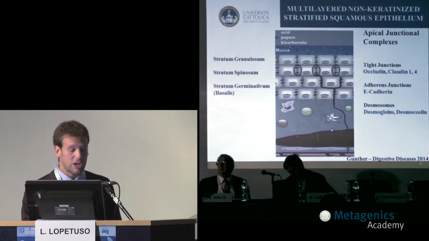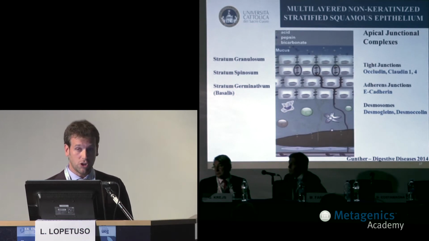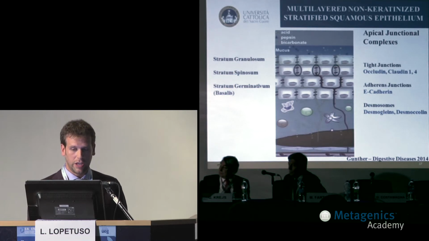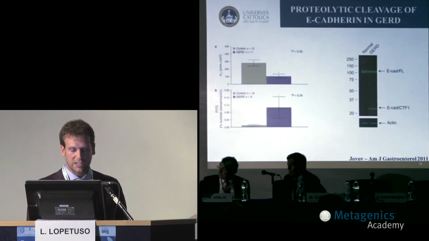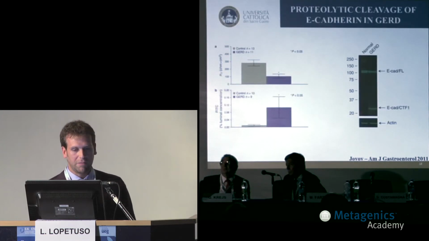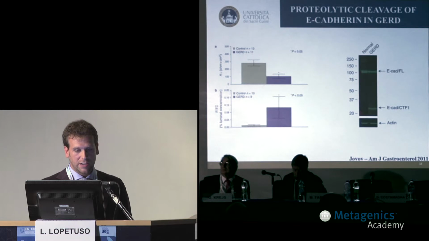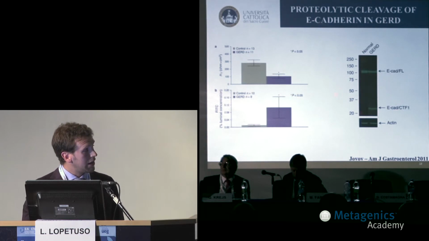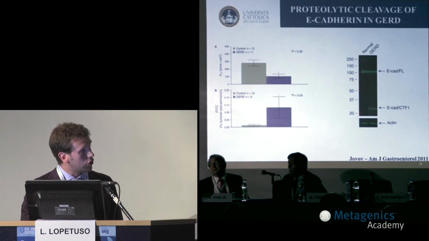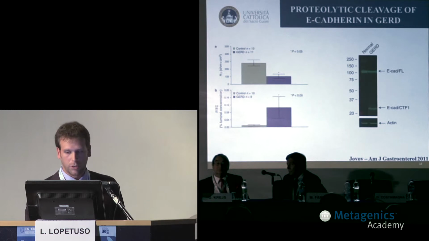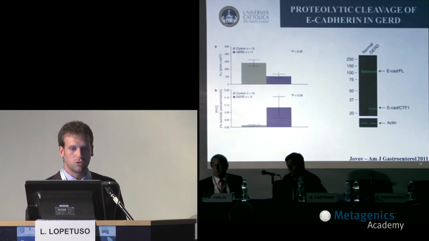Also, tight junction, adherens junction, and desmosomes have been implicated in esophageal disease. For example, in gastroesophageal reflux disease, we know that we have an increased permeability, and in these slides, the increased permeability is represented directly by the transmembrane resistance and indirectly by the concentration of FITC. In GERD, this can be also in part or completely explained by E-cadherin modulation. In fact, in GERD patients, we have a cleaved form of E-cadherin that is cleaved by a metalloproteinase that is activated in response to the acid reflux.